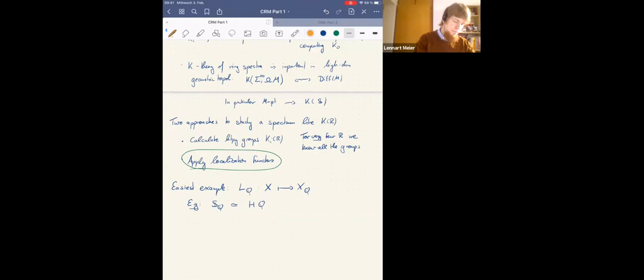I actually put this H in brackets because I have the habit of often leaving out the H, viewing an abelian group also as a spectrum via the Eilenberg-Lane construction. And then there is an extremely nice result by Waldhausen, which is key to understanding something about rational algebraic K-theory.